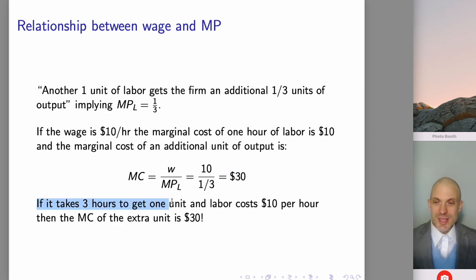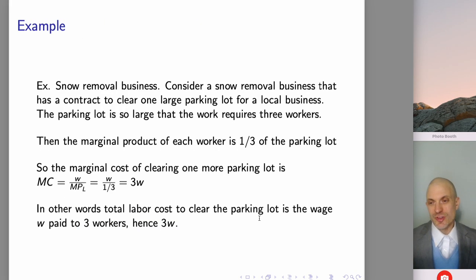If it takes 3 hours to get 1 unit and labor costs $10 per hour, then the marginal cost of the extra unit is $30. So for this, if it takes 3 labor hours, or like I'm getting the labor of 3 workers basically, and the wage is $10 per hour, then the marginal cost of the additional unit I'm producing was $30. Okay, so here's that example, more carefully, my snow removal business.